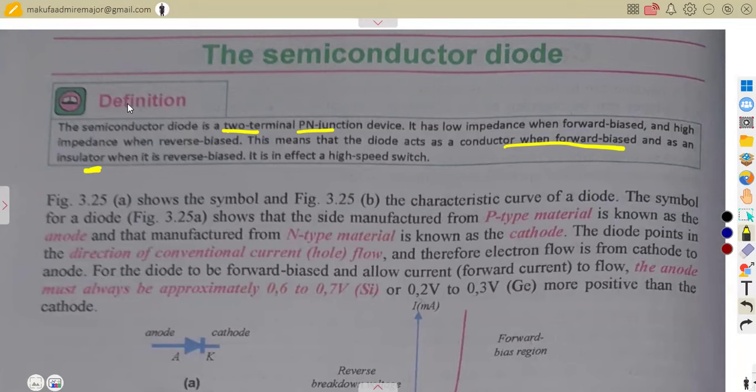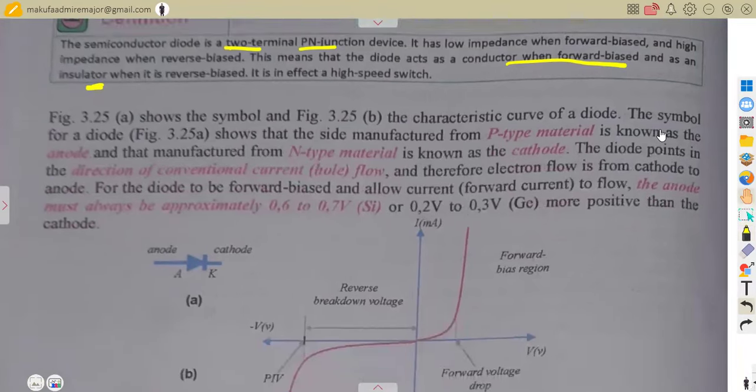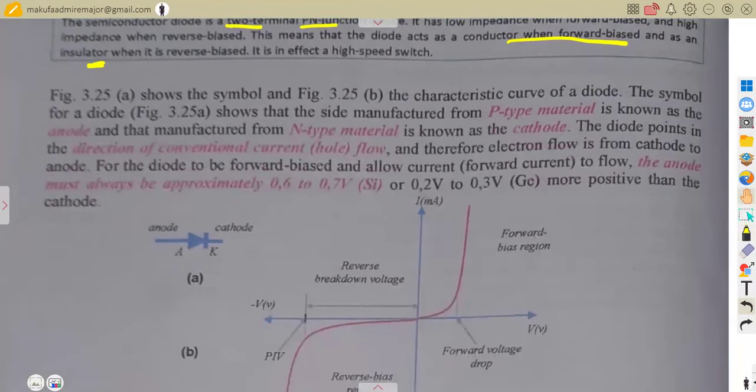Does not allow current to pass through. So that's a diode. So you're going to need the symbol and also the characteristics of a diode, depending on the type of diode that you are given. Is it a silicon? Is it a germanium?